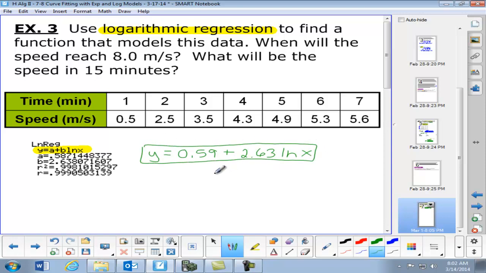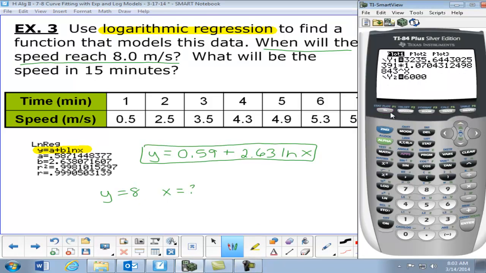Okay? All right, then the next part says, when will the speed reach 8 meters per second? So 8 is your speed, which is y. So they're saying y is 8. How long does it take us to get to that speed? So when will it reach it? So that's x. So once again, we're going to go back to our calculator, go to y equals, clear everything out.